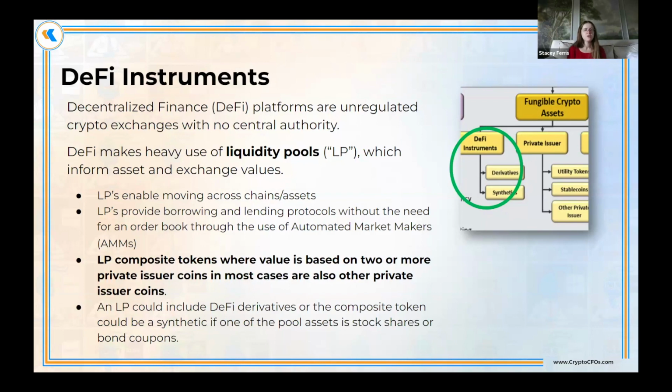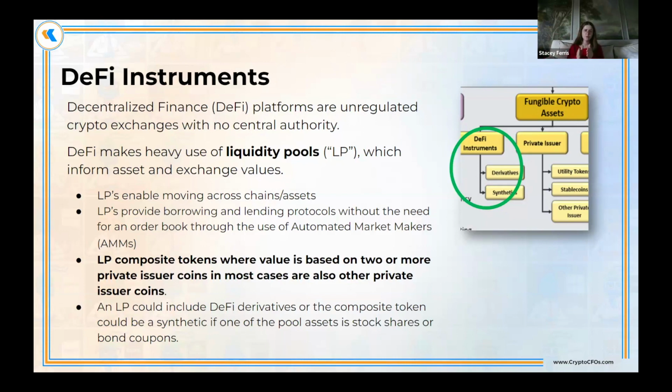They provide borrowing and lending protocols as well, without the need for an order book, through the use of an automated market maker. An LP, now here's the important piece on this right here. An LP composite token, where the value is based on two or more private issuer coins, in most cases are also other private issuer coins.